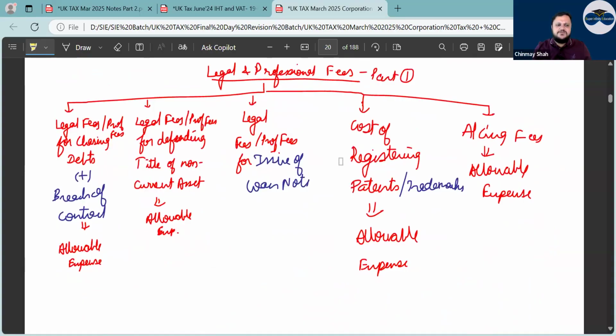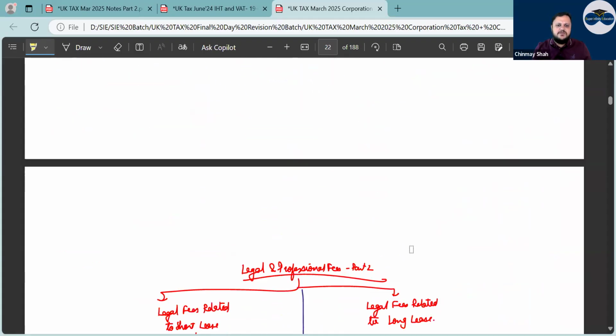Then legal and professional fees. Legal fees or professional fees for chasing debt, breach of contract, correct, allowable expense. Breach of contract has been added for companies, right. Legal fees or professional fees for defending title of non-current asset, allowable expense. Legal professional fees for issue of loan note or raising long-term finance, allowable expense, correct. Cost of registering patents or trademarks, allowable. Accounting fees, allowable expense, correct.